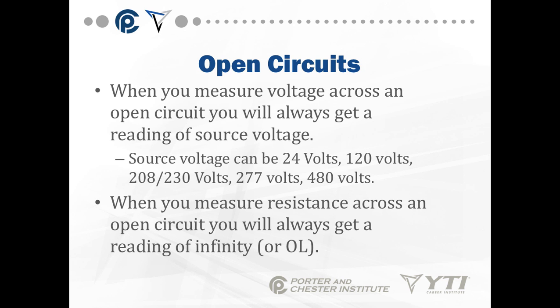When you measure voltage across an open circuit, you will always get a reading of source voltage as long as your meter probes are on each side of the open. Source can be 24 volts, 120 volts, 208, 277, 480. But again, the key to remember, when you measure voltage across an open circuit, you will always get a reading of source. When you measure resistance across an open circuit, you will always get a reading of infinity, or on most of your meters, OL if it's a digital meter. But it really stands for infinity.